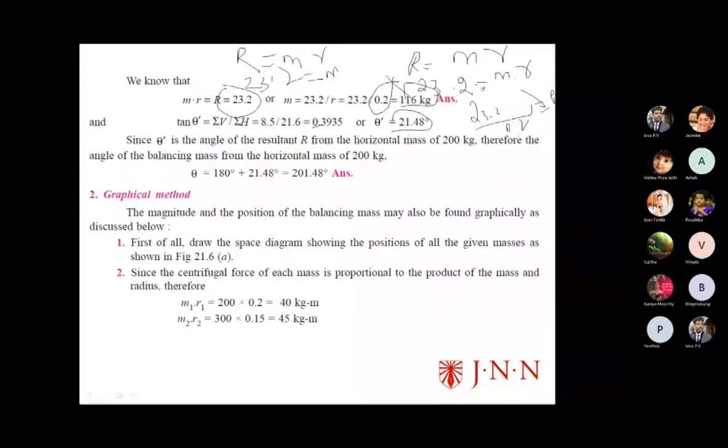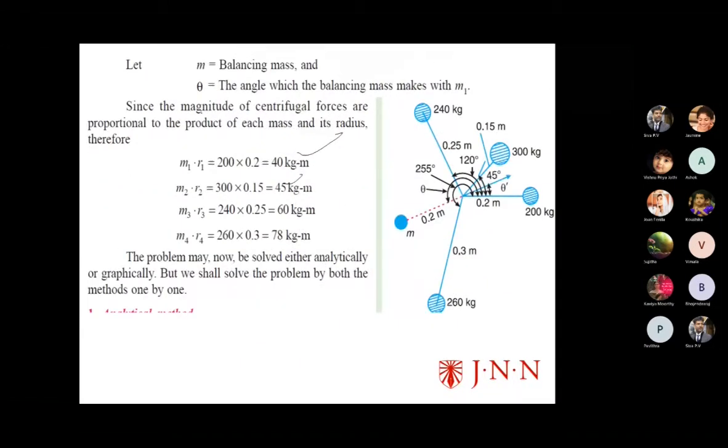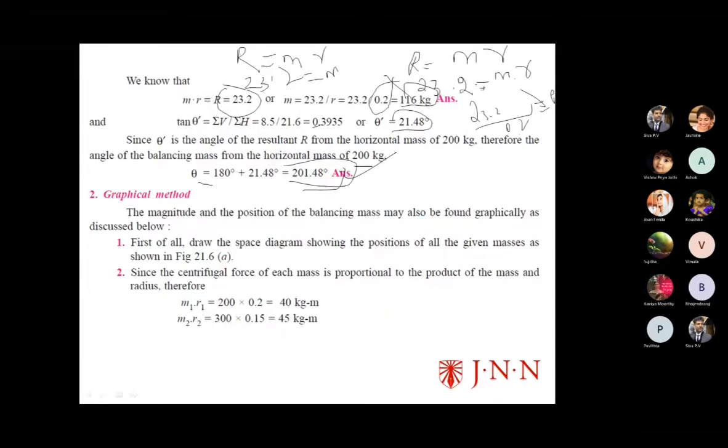Since theta angle is the angle of resultant R from the horizontal mass of 200 kilogram, therefore the angle of balancing mass from the horizontal mass of 200 kilogram, totally theta equal to 180 degree plus 21.48 degree is equal to 201.48 degree. Look at this diagram, this is the mass we are going to add. So 180 plus this 21 degrees, totally 201 something. So 201.48 degree, angle of resultant R from the horizontal mass 200 kilogram, therefore the angle of balancing mass from the horizontal mass of 200 kilogram.